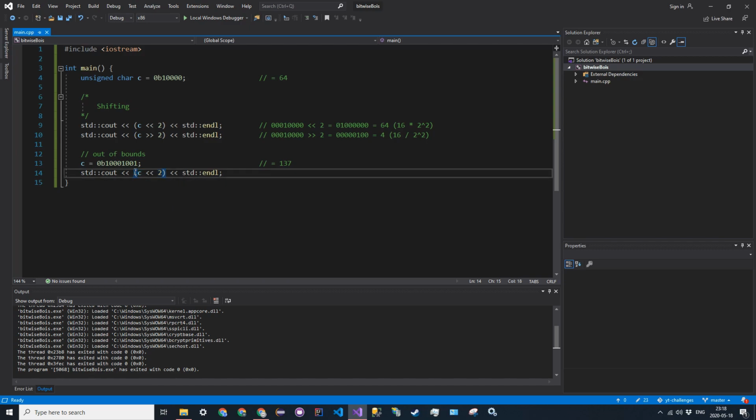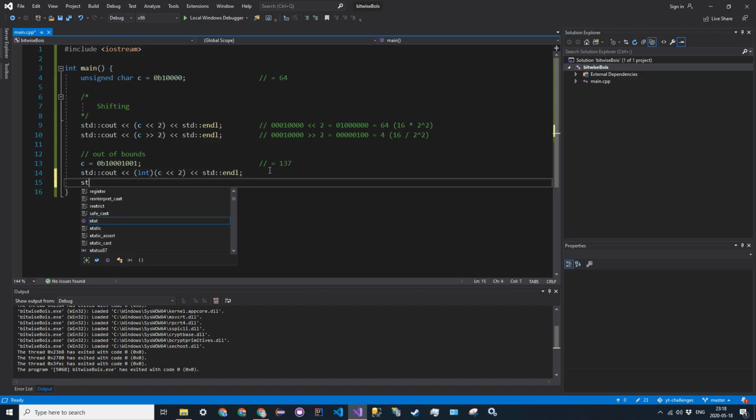It just allocates the amount of memory that you need. So this is automatically cast to an integer. Now, if you were to cast this to an unsigned char, that's different. So std::cout unsigned char c left shift by 2.